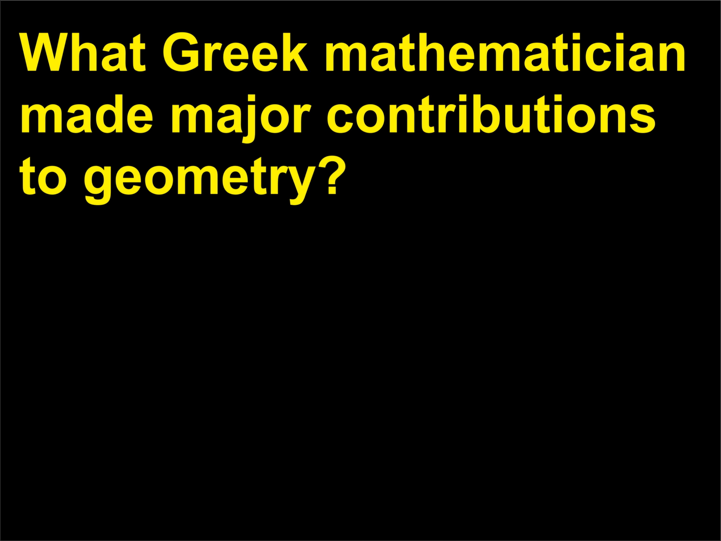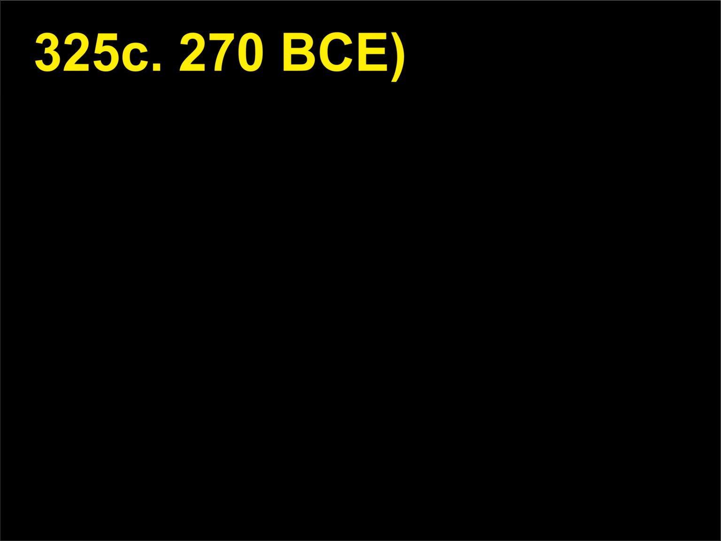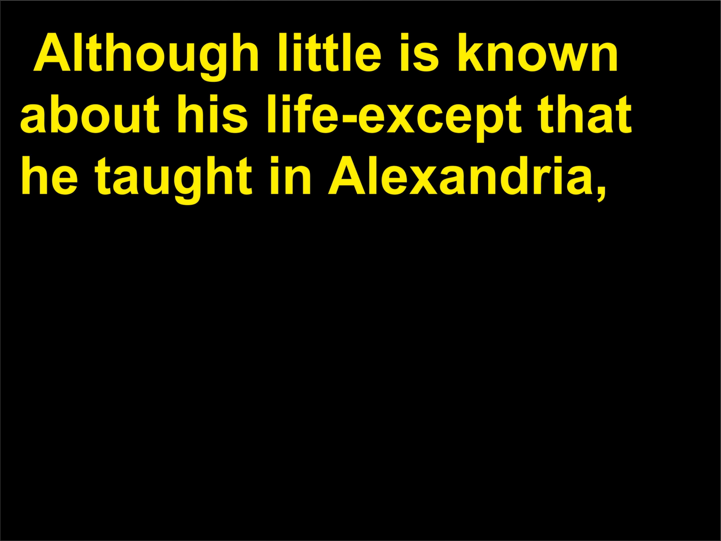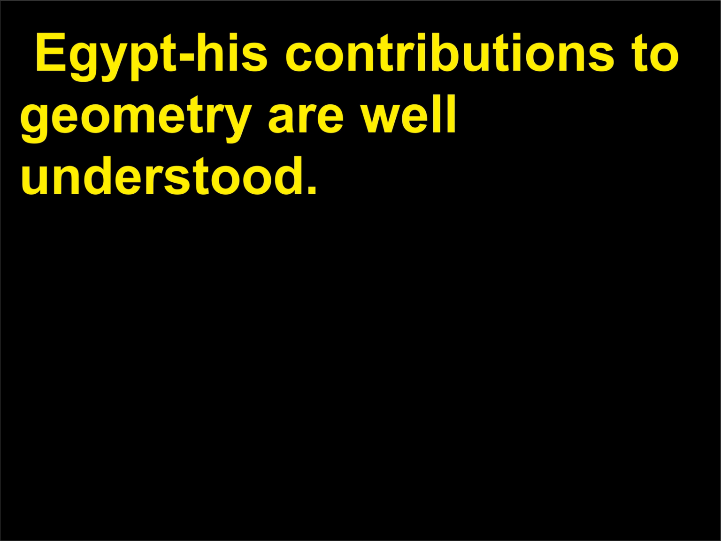What Greek mathematician made major contributions to geometry? The Greek mathematician Euclid, c. 325 c. 270 BCE, contributed to the development of arithmetic and the geometric theory of quadratic equations. Although little is known about his life except that he taught in Alexandria, Egypt, his contributions to geometry are well understood.